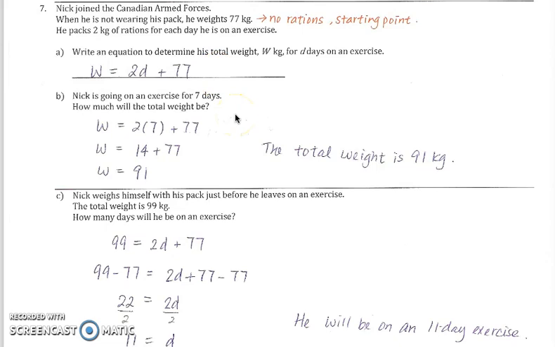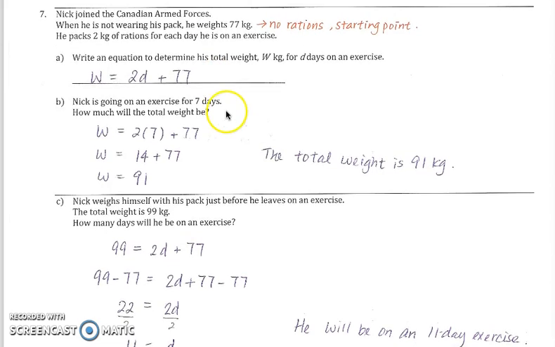B. Nick is going on the exercise for 7 days. How much will the total weight be? So 7 days means D is 7. Substitute that into the equation. 2 times 7 is 14 plus 77. This gives the total weight of 91 kilograms.